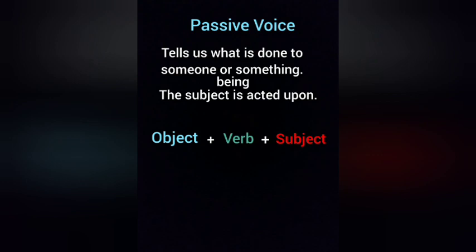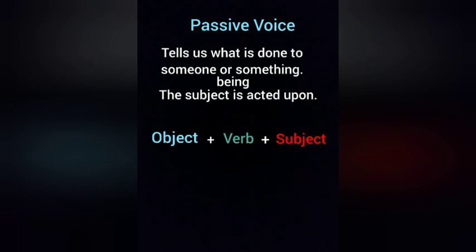Passive voice tells us what is done to someone or something. In a passive voice sentence, it tells us what is done to the subject, or what the subject is doing. The subject is being acted upon, meaning whatever is done, that is done to the subject. That's why here the subject is being acted upon. And the formula for this is object plus verb plus subject.